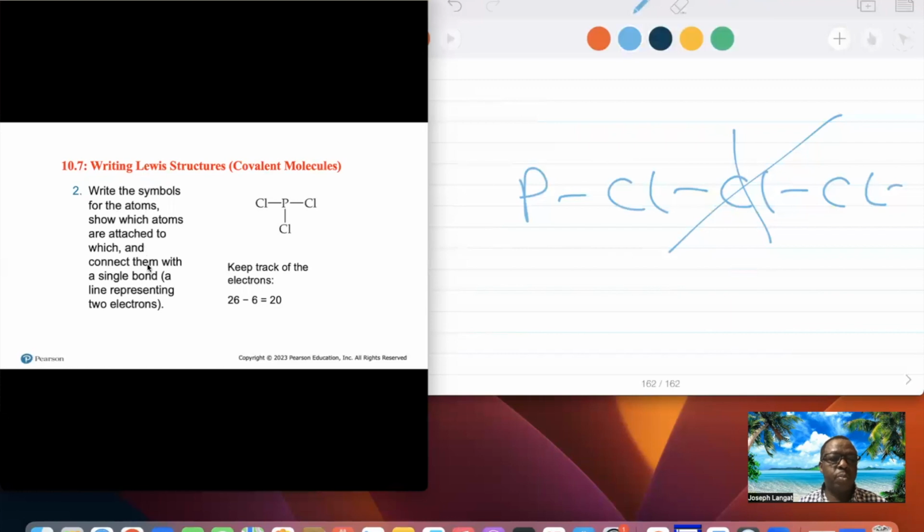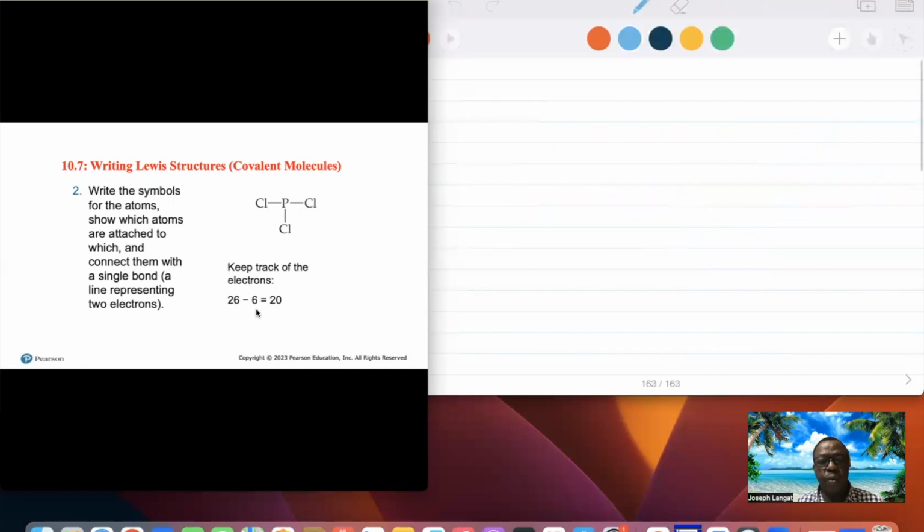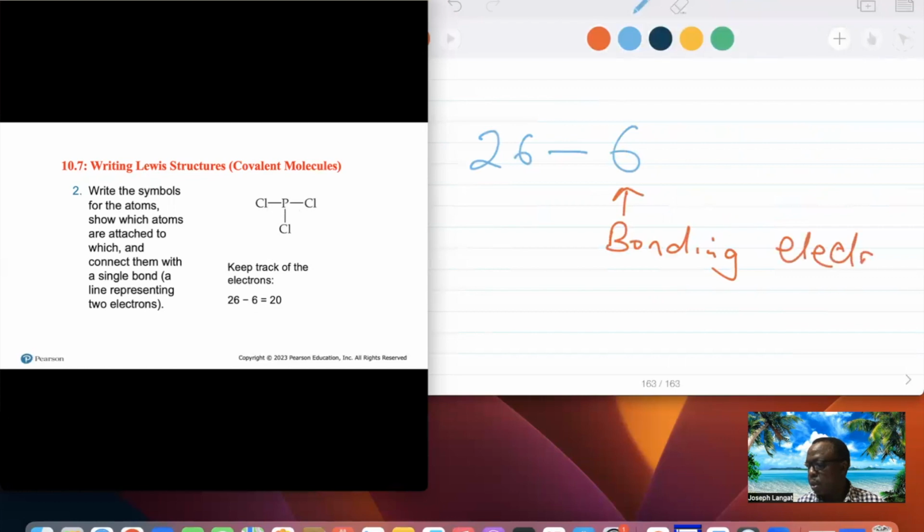Rule number 2, you subtract the bonding electrons. Here there is a bond, there is a bond, there is a bond. We subtract 6 electrons for bonding electrons. So here we say 26 minus 6. These are the bonding electrons from these 3 lines. There are 2 electrons, 2 electrons, 2 electrons. So we are left with 20 electrons remaining. What do we do with this?